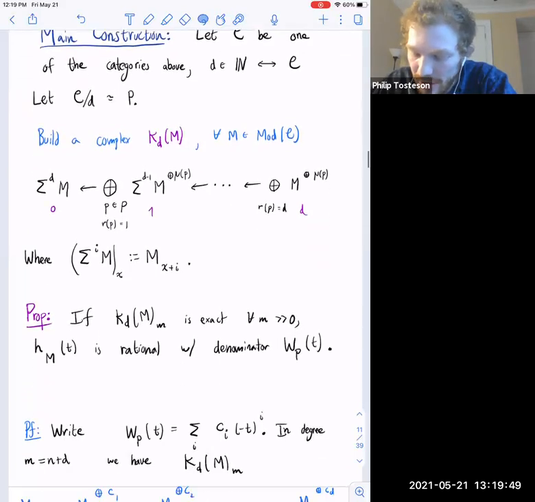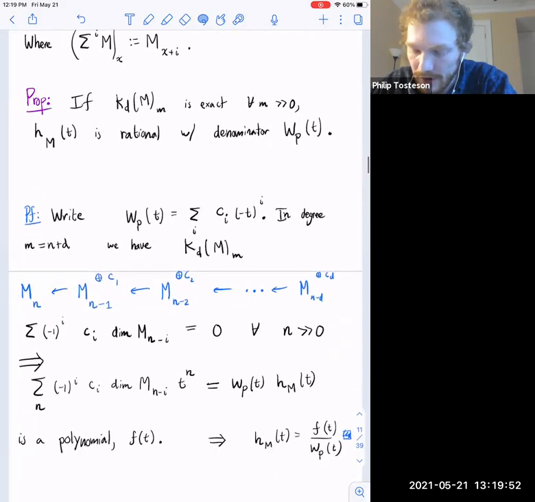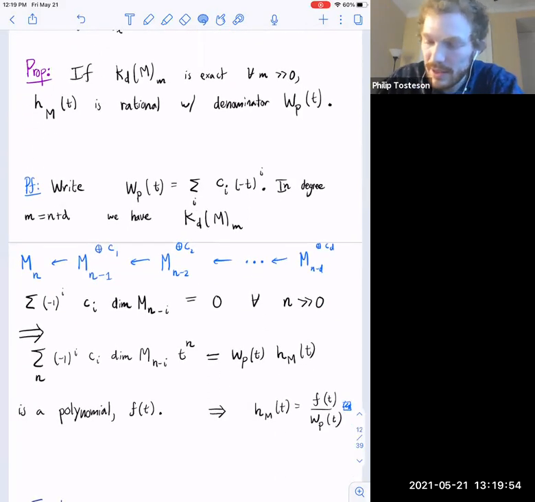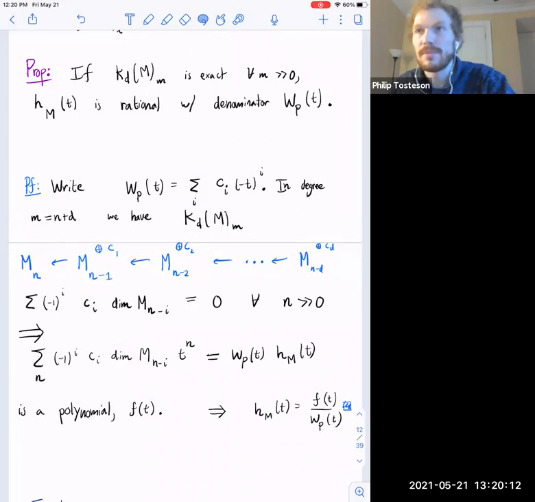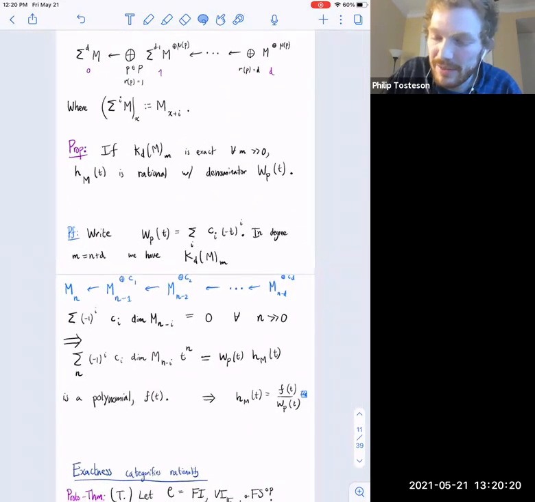So let me just show you how to prove this proposition. It's pretty straightforward. If we write WP of T as the sum of Ci times T to the negative i, then by definition, in degree M equals N plus D, this Koszul complex takes this form, because the Whitney polynomial is the sum over Mobius numbers, and so is the complex, at least as I've described it. It's also a sum over elements of the poset to the power of the Mobius number.